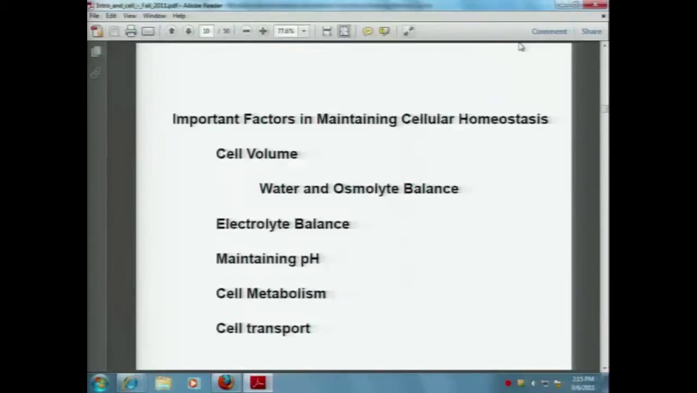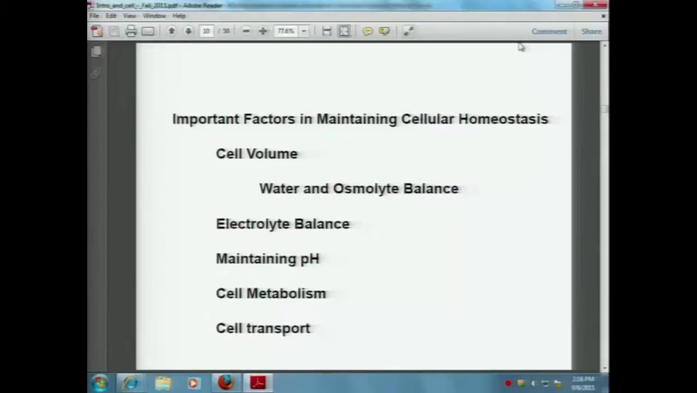So what are some of the important factors in maintaining cell function, cell homeostasis? Cell stability. Number one, cells have to be able to control their volume. Cell swelling and cell shrinkage can have dramatic effects on cell function, and in the extreme can certainly cause cell death fairly easily. And so we have to control cell volume. And we do that by controlling water balance and osmolyte balance, which means that we control the level of solutes that can exert osmotic pressure. And we'll talk about how we do that.